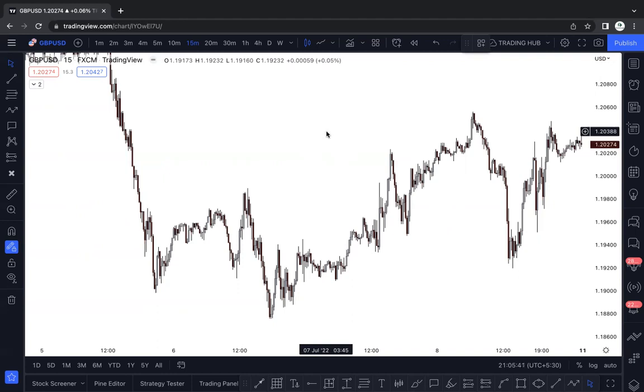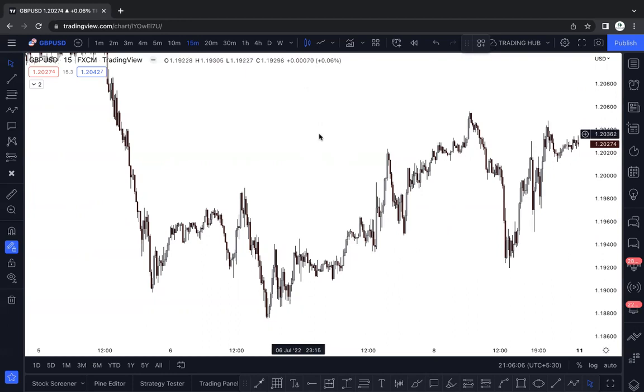I think a lot of people are lost on the internal structure between the major structure. So they kind of mark it up wrong, the internal, the little small pullbacks. Sometimes it gets confusing for a lot of people to see if it's really a pullback, if the internal structure actually took out the previous candle for it to be a pullback for the minor structure. So I think a lot of people are having a little difficulty with that.